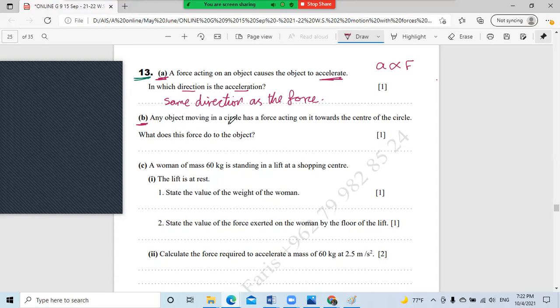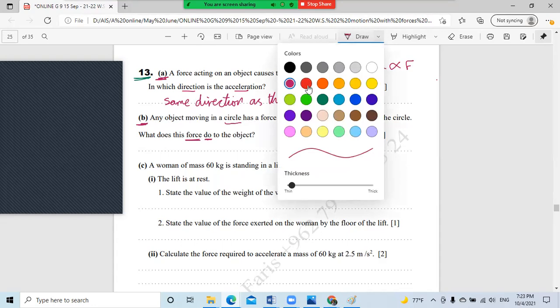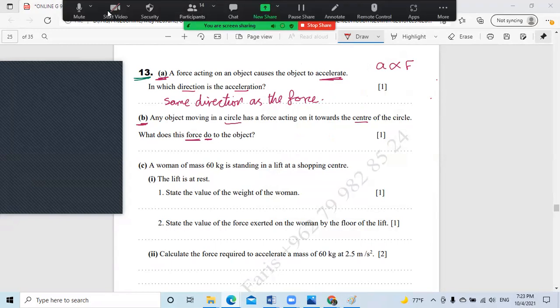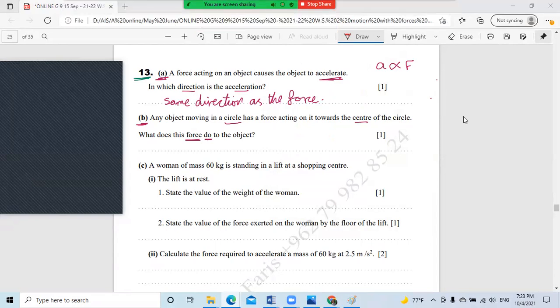Part B. Any object that moves in a circle, we didn't study circular motion yet, but any object moving in a circle has a force acting toward the center of the circle. What does this force do to this object? We said that the force can do three things. It can speed it up, it can slow it down, it can change its shape. But for motion, it can change direction. So what does the force do? Change direction of motion.